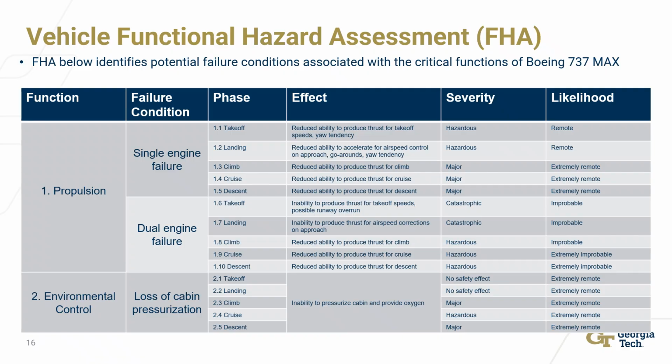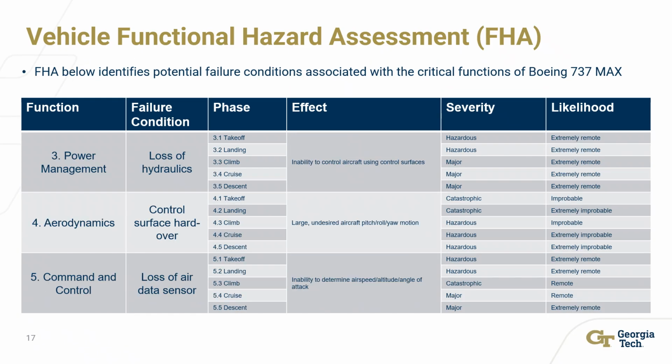Our Vehicle Function Hazard Assessment, FHA, kicks off with the functions of propulsion and environmental control and assesses hazards such as engine failures and loss of cabin pressurization, and further breaks down the effects and the severity and likelihood of the hazards based on each specific phase of flight.